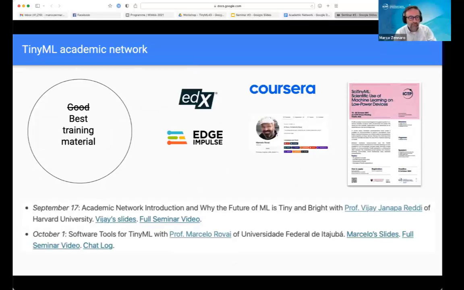So training material, again, there's a number of them already available. There's the ICTP course starting in 10 days, but we already produced some additional material. So we had this seminar on September 17th by BJ, about the introduction to ML, to TinyML, in fact, why the future of ML is tiny and bright, and that is available. And you see down there, there's not only the video available, but the slides available as well. October 1st, there was a Marcelo seminar about setting up the software tools for TinyML, and again, the slides are available and the video is available as well.